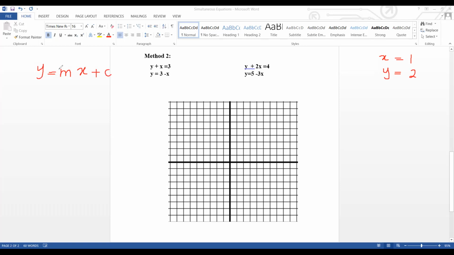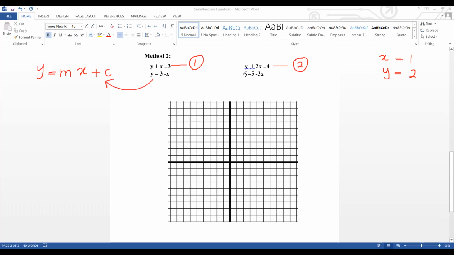So according to this, m is the gradient and c is the intercept. So that is what you all know. Now my two equations also I have formed according to that. This is my first equation and this is my second equation. So what I have done, I have formed it like that. I have written y equals 3 minus x. It's similar to this format, right?